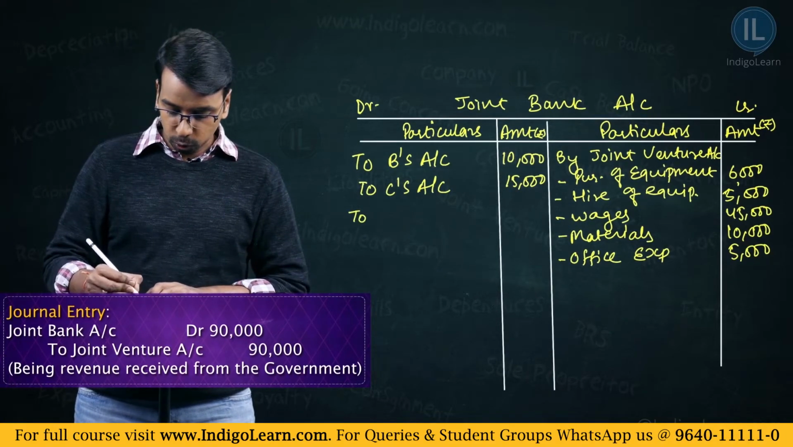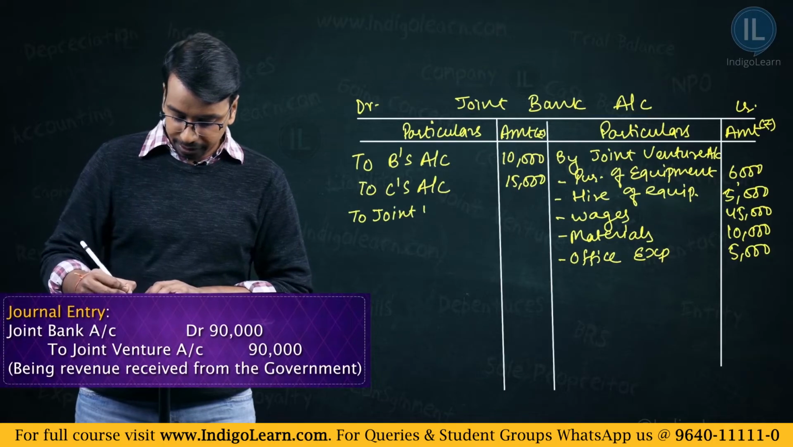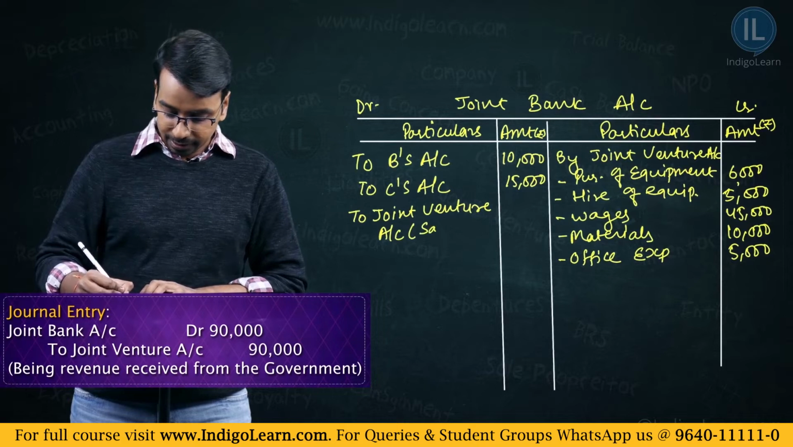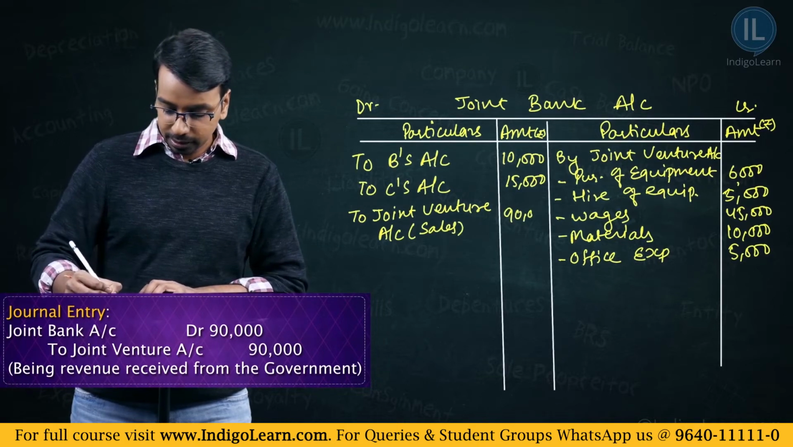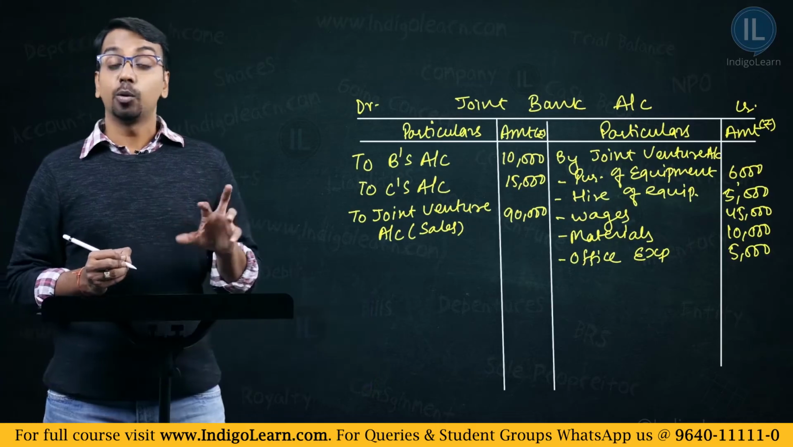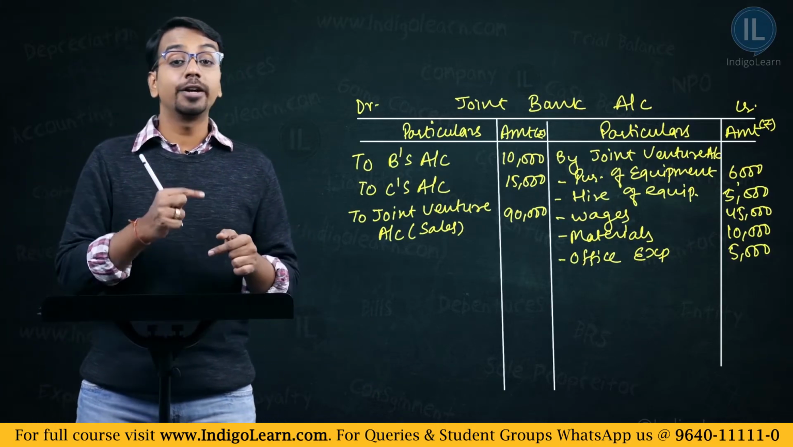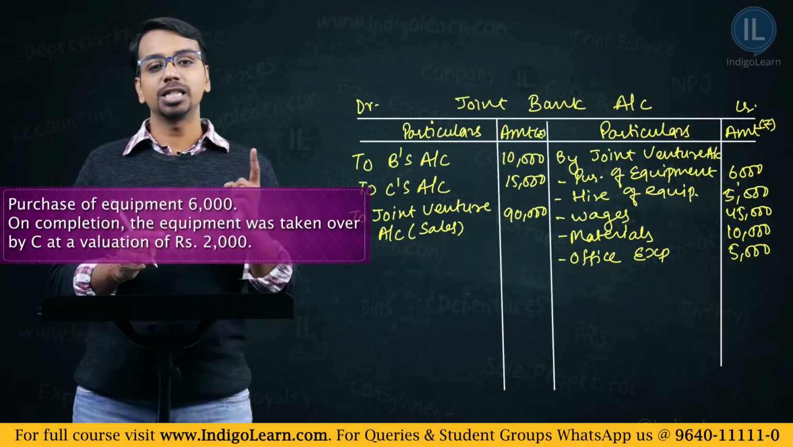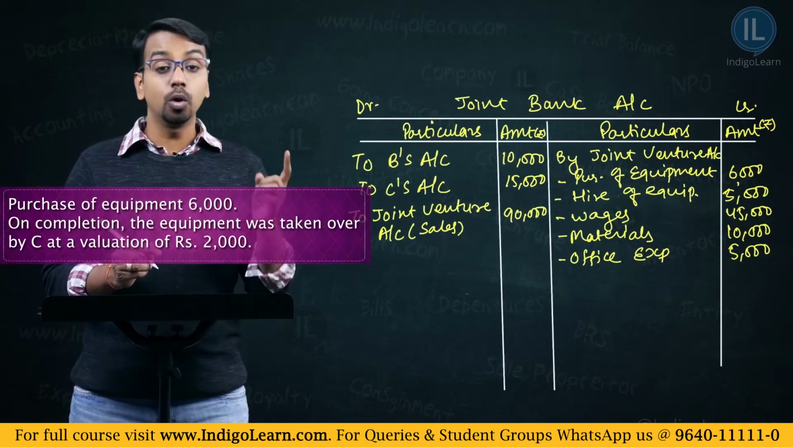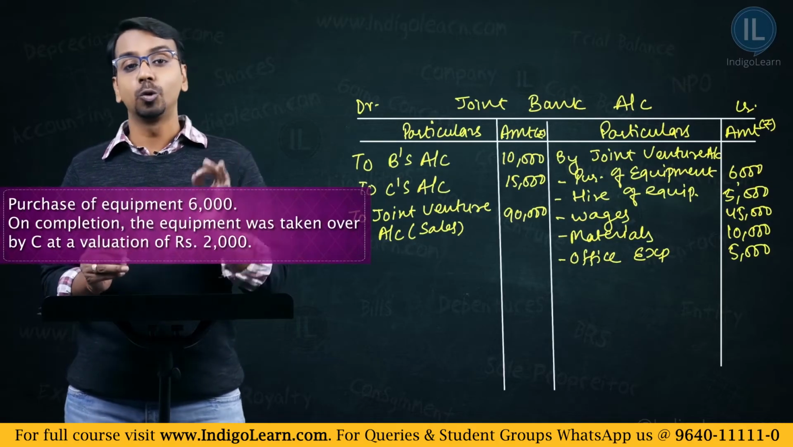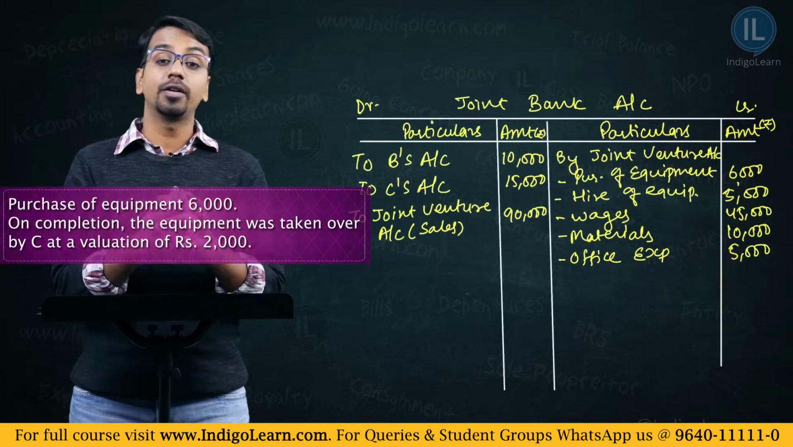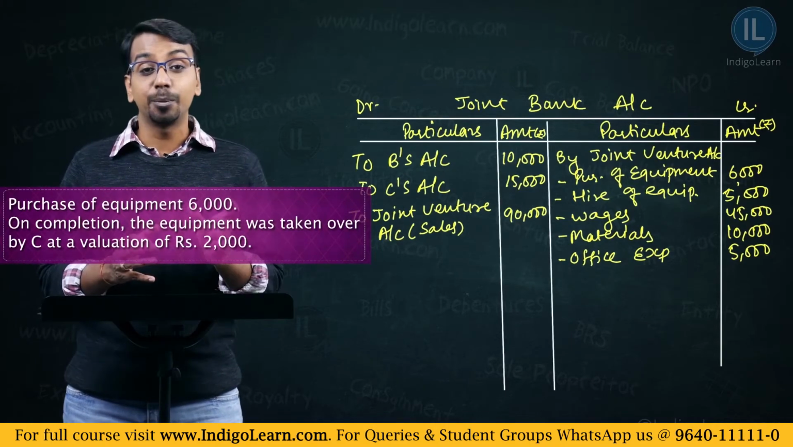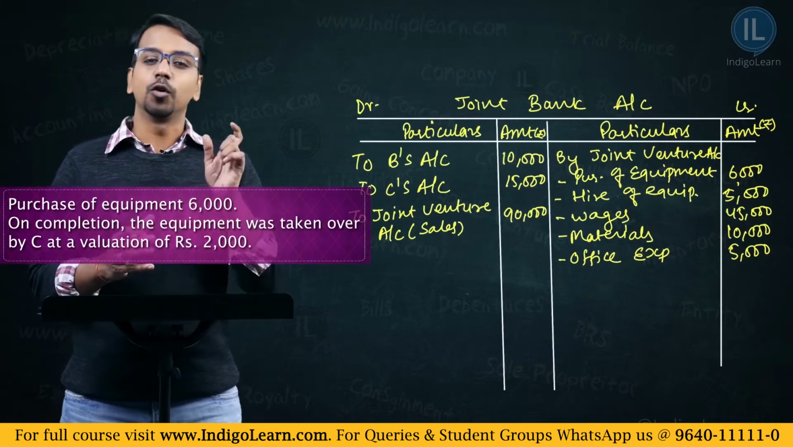to joint venture account. In the bracket you can write sales amount is 90,000. Now, is there anything left out? Friends, the joint venture purchased an equipment for 6,000 and it was transferred to whom? It was transferred to C at a value of 2,000, which means though the joint venture had paid 6,000, 2,000 will be recovered from C and the net impact on the joint venture account should only be 4,000.